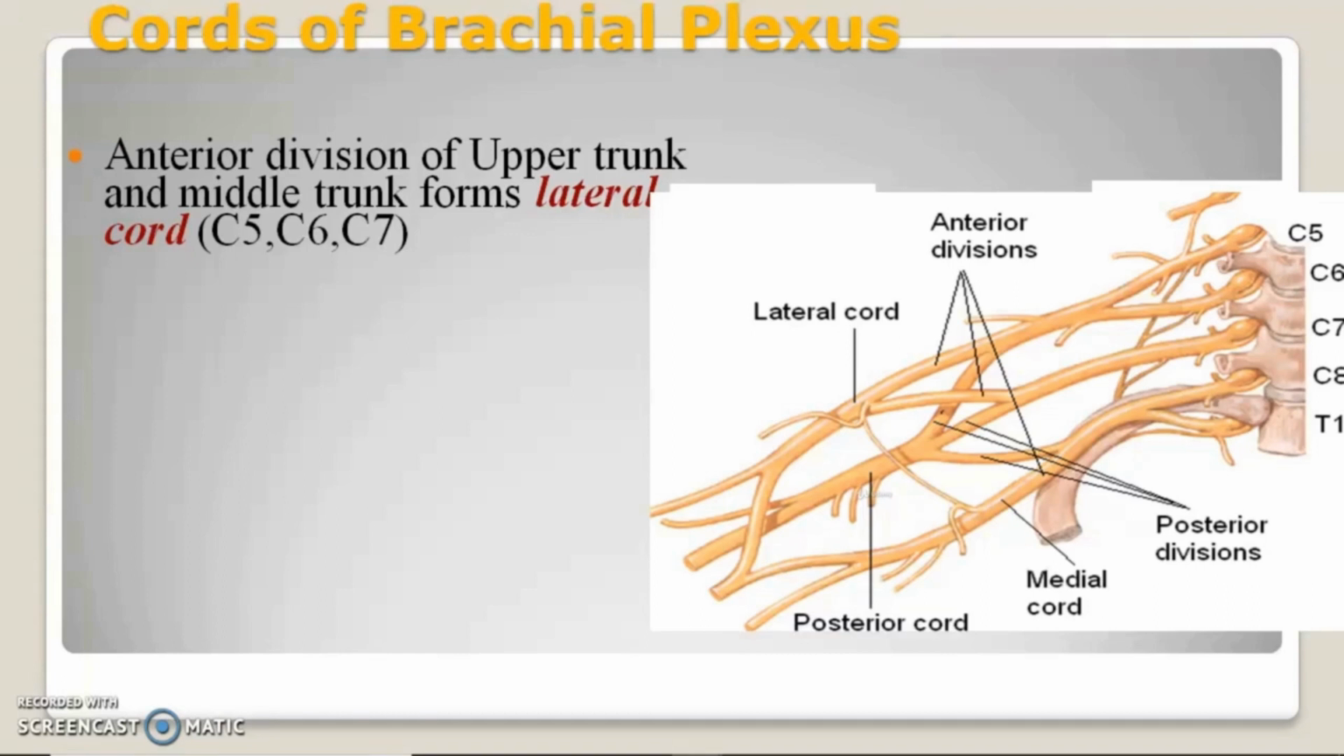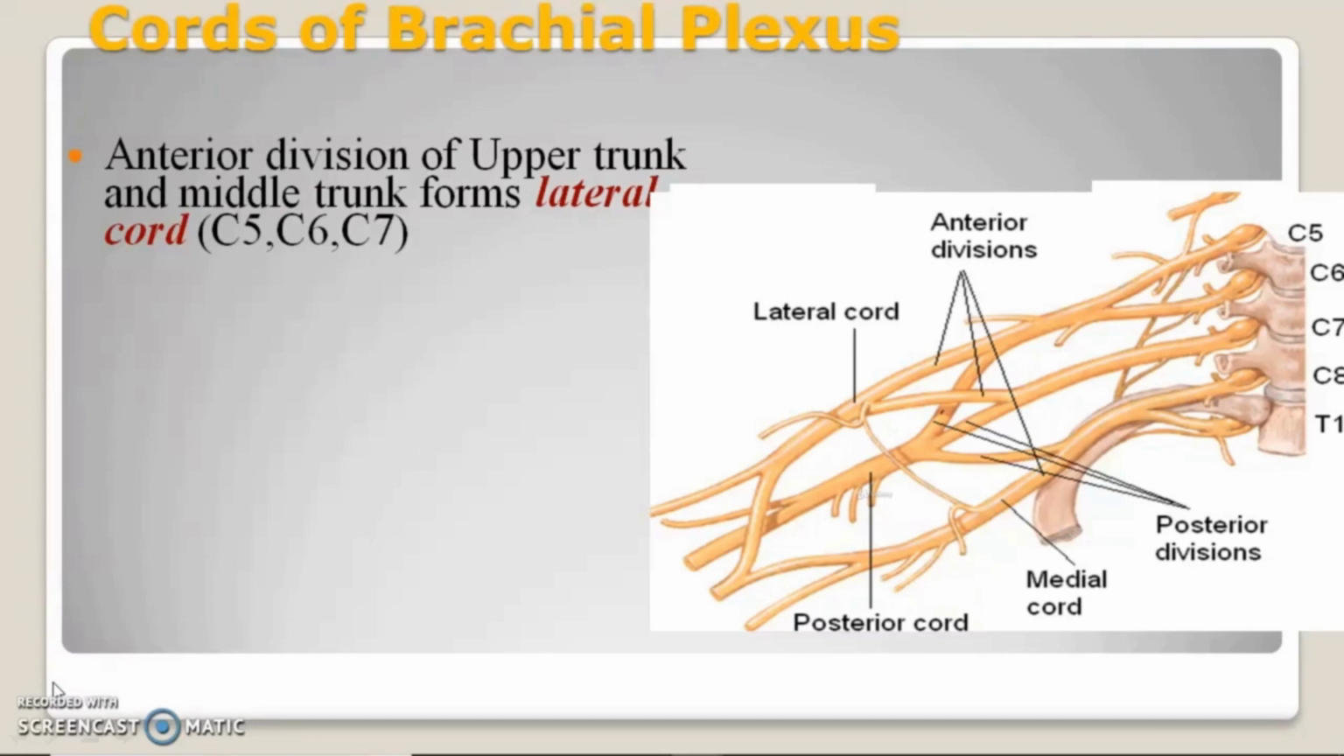So how is it formed? Chords are again 3 in number. Those chords are the lateral chord, medial chord and posterior chord. Lateral chord is formed by union of anterior division of upper trunk and middle trunk. As I said before, we will be having 2 divisions formed by all these trunks. Those 2 divisions of upper trunk, middle trunk and lower trunk unite with each other to form these 3 chords. So first one is the lateral chord.